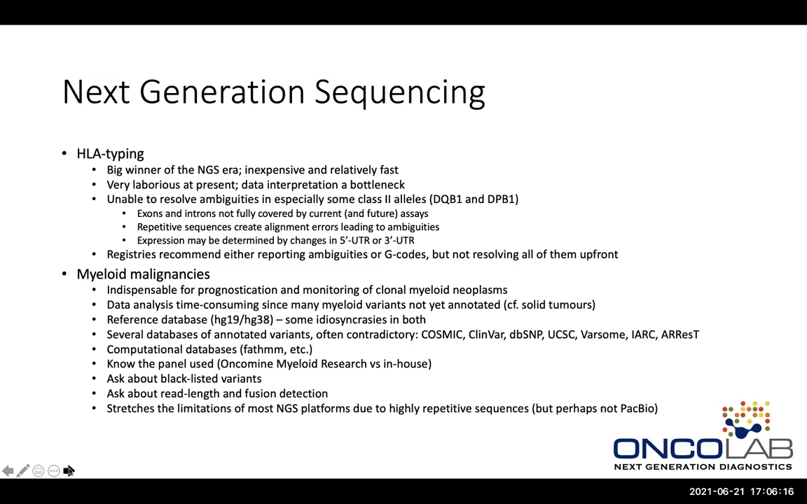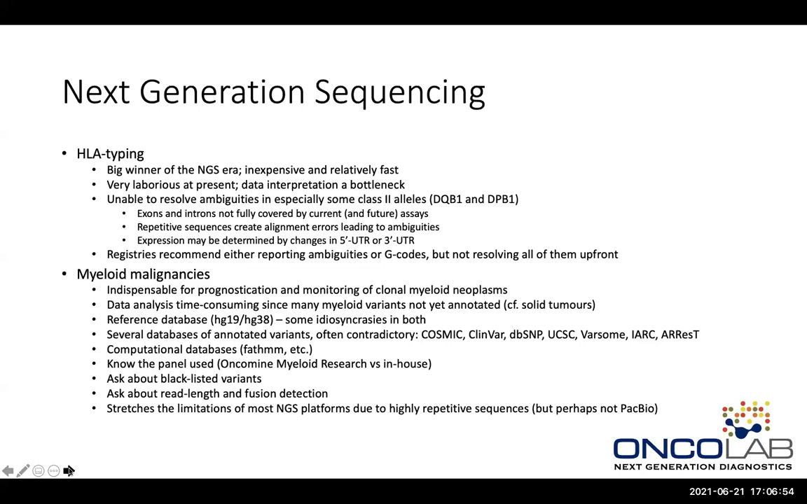Data interpretation can be a bit of a bottleneck, and it's still in its infancy. So the bioinformatics changes quite frequently. When we started with HLA typing, I thought this was going to be the last word. In HLA typing, we would be able to report everything, but it's not true. So it's often unable to resolve ambiguities in especially some class 2 alleles in DQB1 and DPB1. It's because the exons and introns are not fully covered by the current assays and probably won't be by future assays. And this is independent of platform.